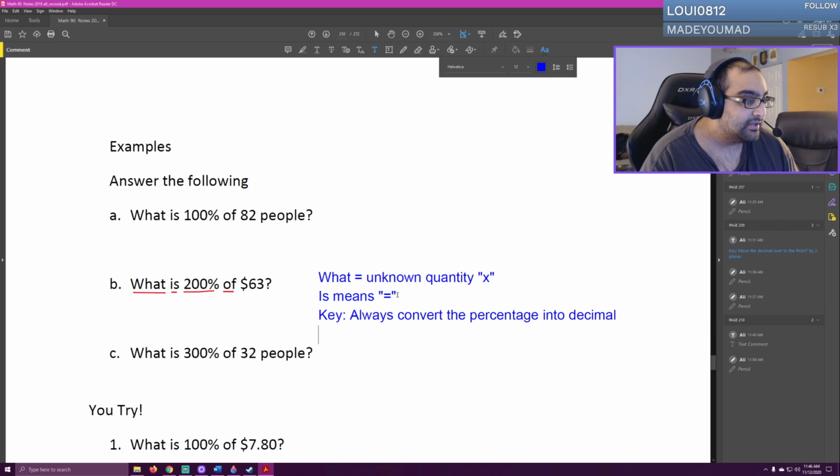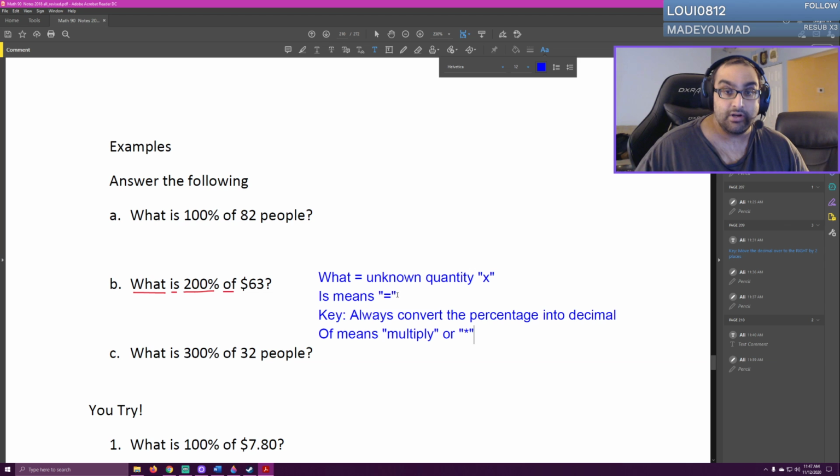All right. And then finally, we have the word "of." Of here, even though it's a very mundane word, has a very important meaning in mathematics. Of means to multiply. Or again, the times symbol there. So when you see the word "of" in a word problem here, of actually means multiplication in mathematics.